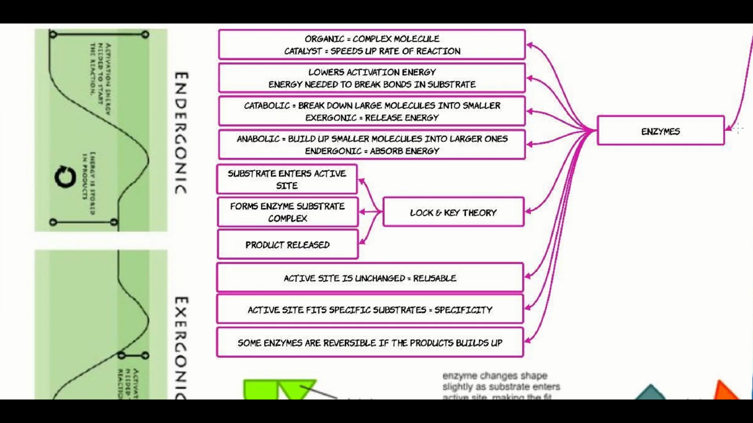Then we moved on to enzymes. Enzymes are organic catalysts. Organic means it's a molecule with a complex carbon backbone, and the word catalyst means it speeds up the rate of reaction. It speeds up the rate of reaction by lowering the activation energy, which is the energy needed to break the bonds in the substrate so they can be reconfigured into products.